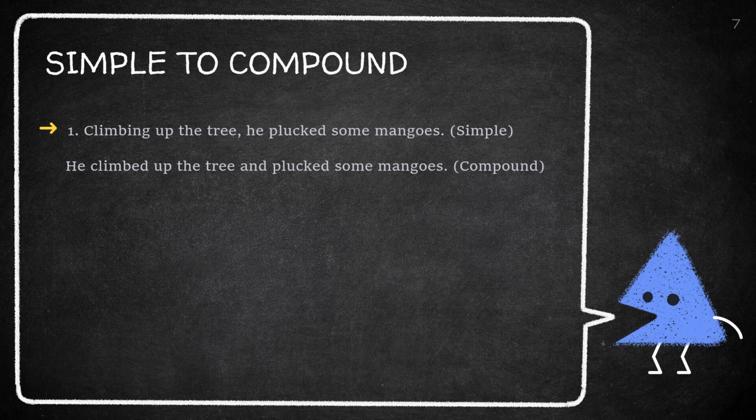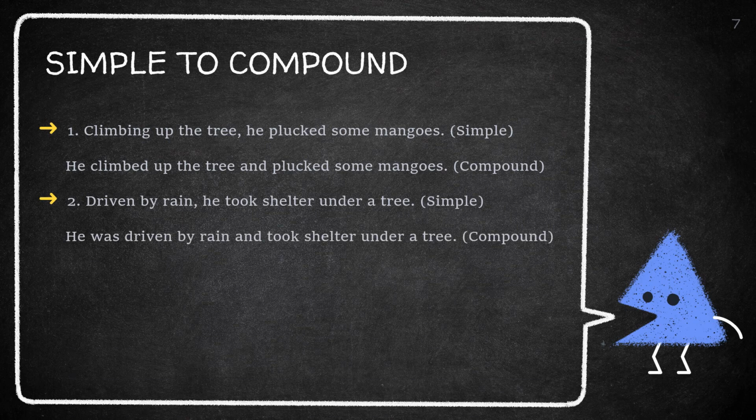Let's look at the next example. Driven by rain, he took shelter under the tree. First we search for our finite verb, and here it is took. So we have to change it into compound. So let us see whether we have any other non-finite verb. Well, we have a non-finite verb, that is the past participle driven. So we can make it as was driven, and add a conjunction. So the answer will be: he was driven by rain and took shelter under a tree.